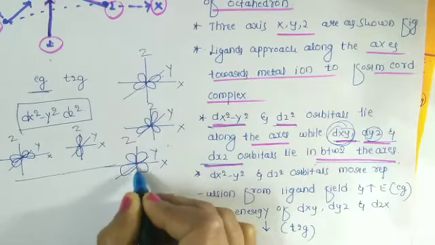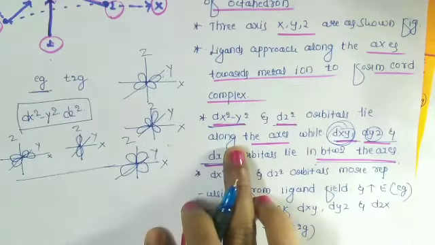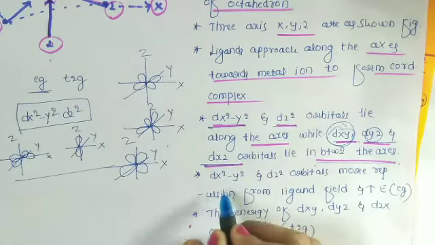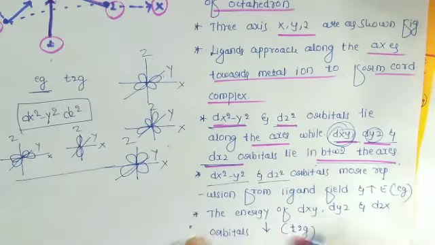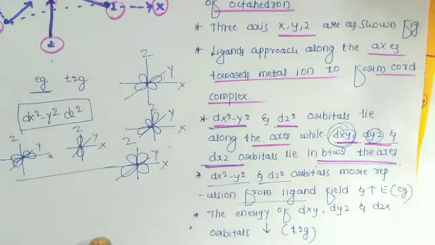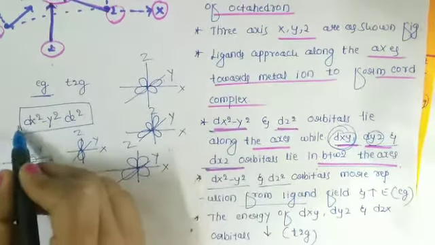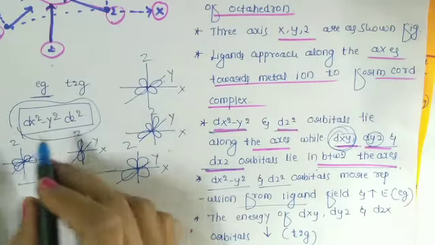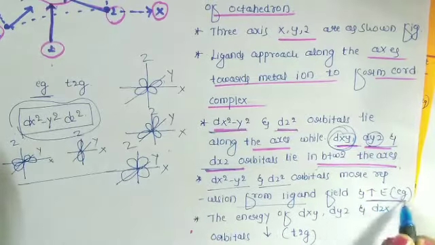So this is one main important property belonging to the octahedral field. Next, the dx square minus y square and dz square orbitals experience more repulsion from the ligand field. Because these have more repulsion from the ligand field, their energy increases.